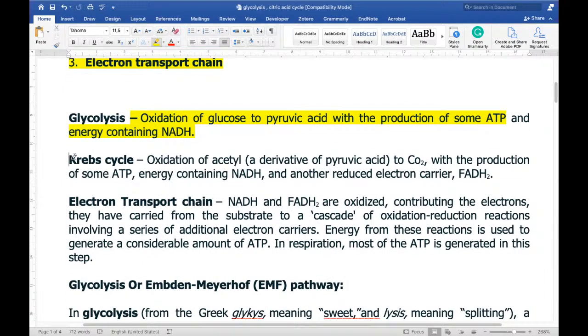Now comes the second part, the Krebs cycle. Once your glycolysis is over, you have your pyruvic acid, then it will continue further. In this case, you will have a derivative of pyruvic acid, acetyl coenzyme A. Acetyl will be converted to carbon dioxide with the production of some ATP, energy-containing NADH, and another reduced electron carrier, FADH2. So all these things are produced in it.